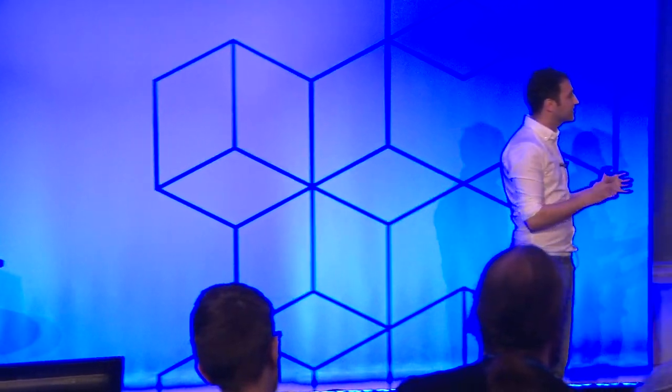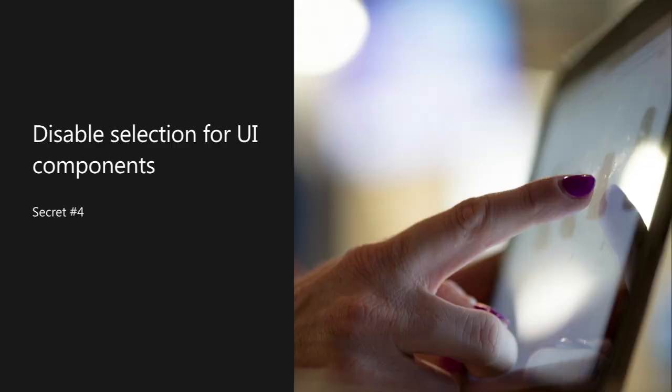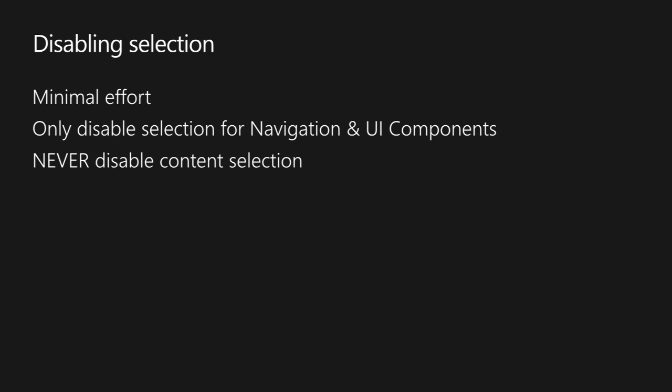Now, secret number 4 is very easy to implement, and it's very small, very quick. It's about disabling selection for UI components. And this is something you get automatically in native apps, to the point that all users have taken it for granted. So let me show you. It requires minimal effort, but you want to disable selection for UI or system components in your app, so buttons, tab bar, nav bar, and you want to keep the selection for content. You should never disable selection for content. So here's what I mean.